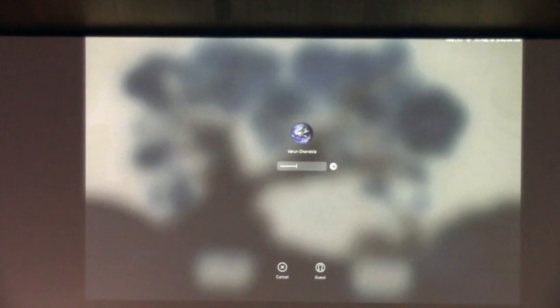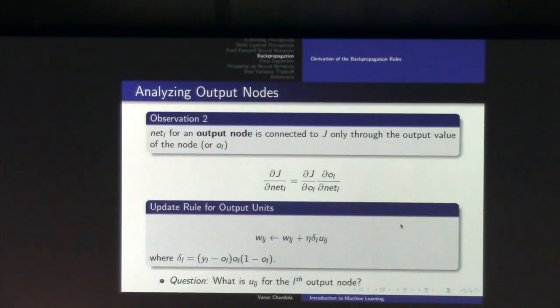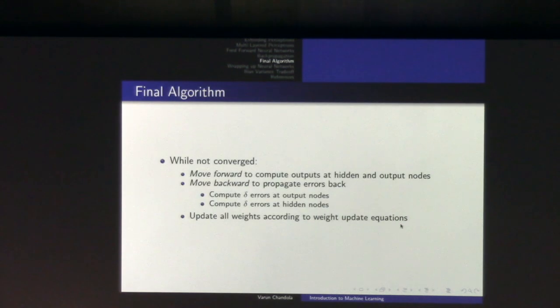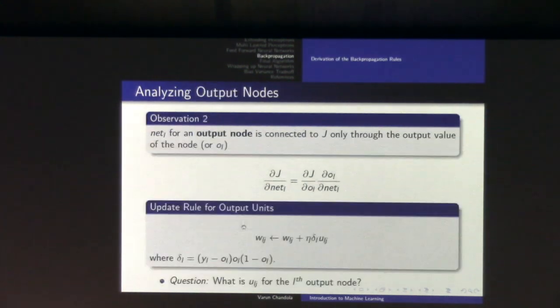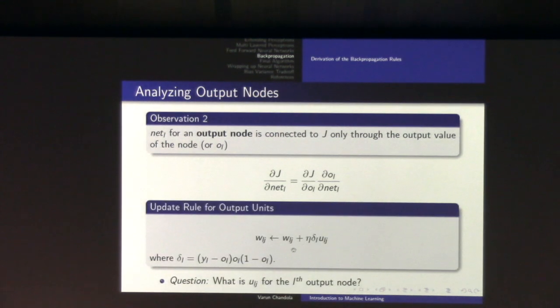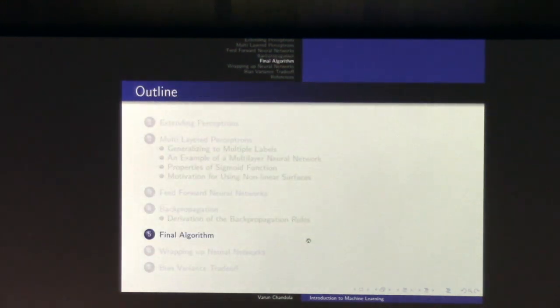So far, I have shown you how to use a neural network and how to train it, right? So let's wrap up our discussion. So this is the final algorithm. In your backpropagation, first you move forward, you compute your ZJs and OLs, then you compute the errors and move back, and then you update your weights according to this equation. Here, right? So these are our update rules, which are standard gradient descent rules.